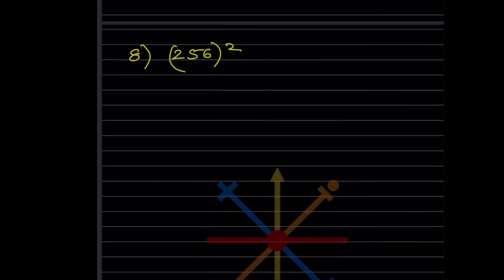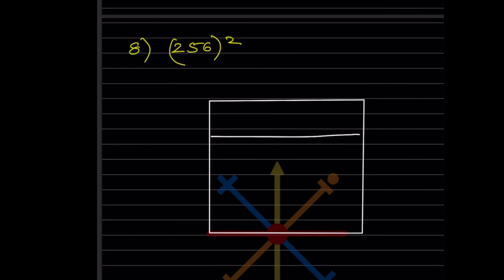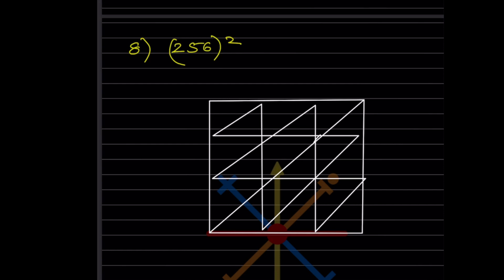So now let us see the next problem. This is also a 3 digit number. So again we have to draw a square, but that will be a little bigger because we are going to divide it into 9 parts. So now what are we going to do? The diagonals.